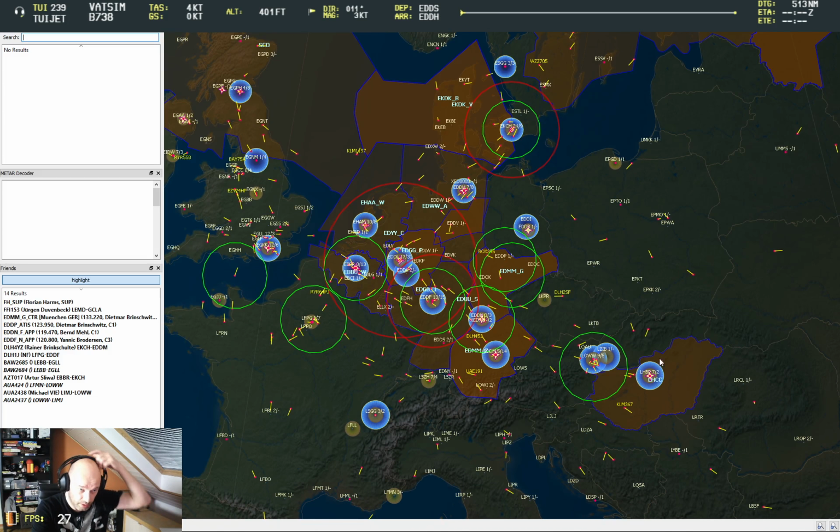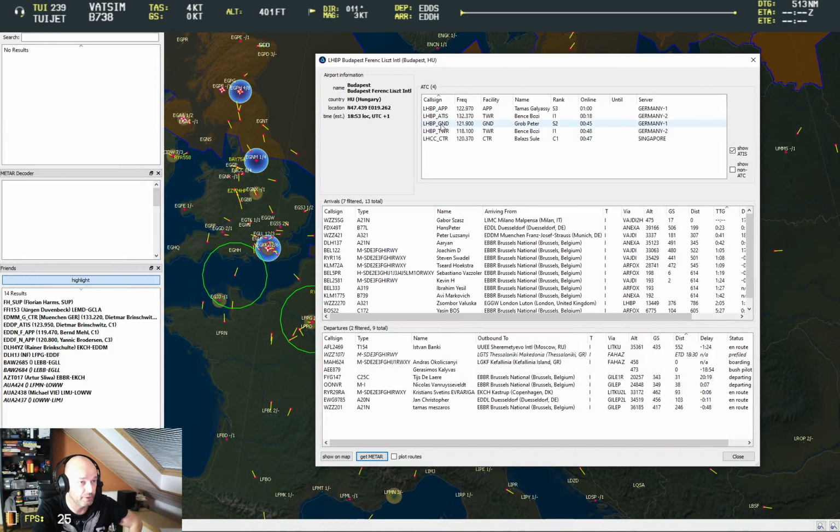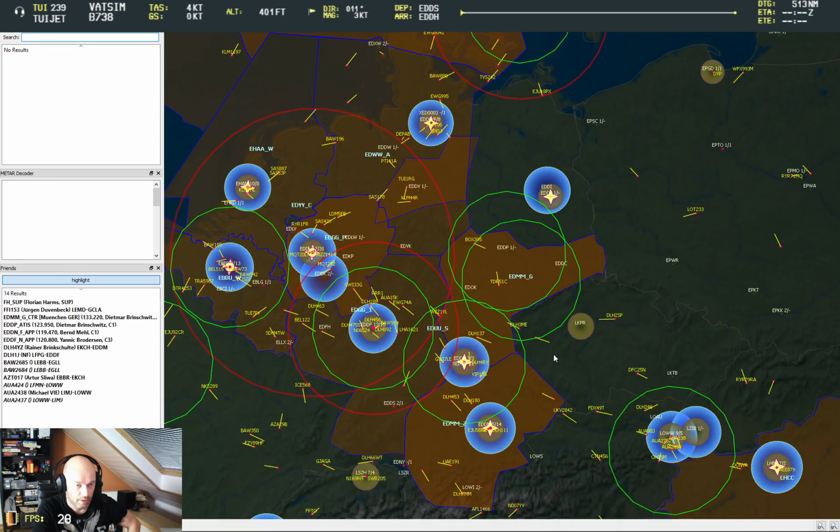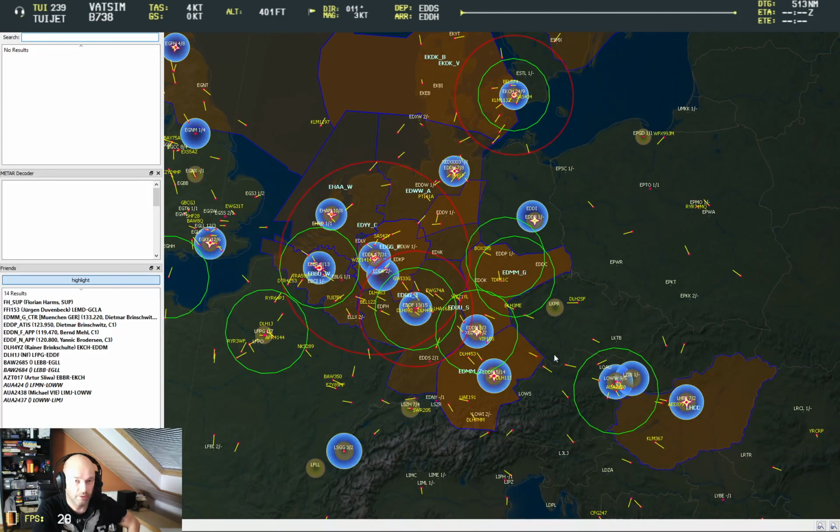As we see here in Budapest, they have ATC. If I click here on Budapest, you see we have ground, tower, approach, and center, and then ATIS available. Cool. So me and Daniel said, well, let's fly from Budapest. Why not? And then where we will go to.